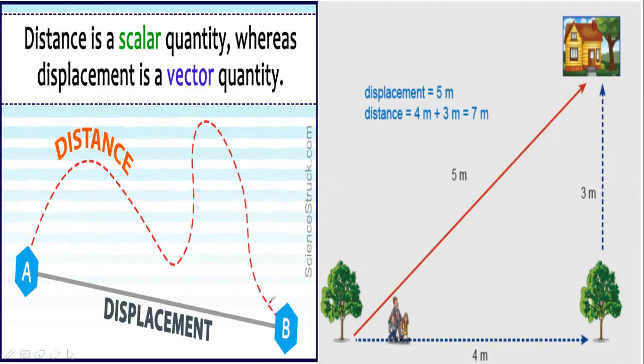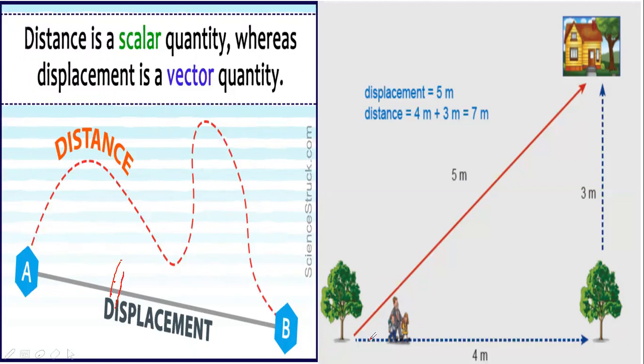The red line represents the distance because it is the actual path traveled by a body. And this is the shortest distance, and it is displacement. It is the directed length, shortest and directed, so displacement. And the red line represents the actual path, so it's a distance.